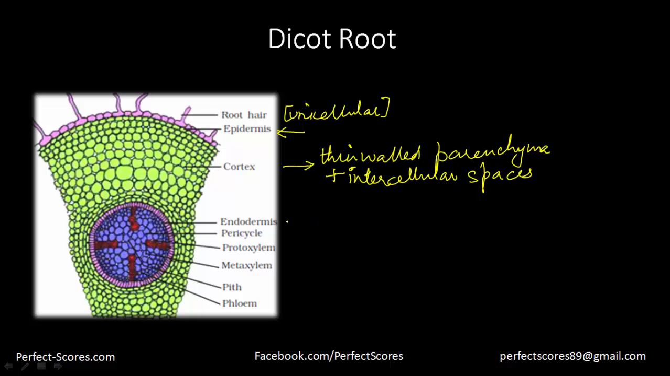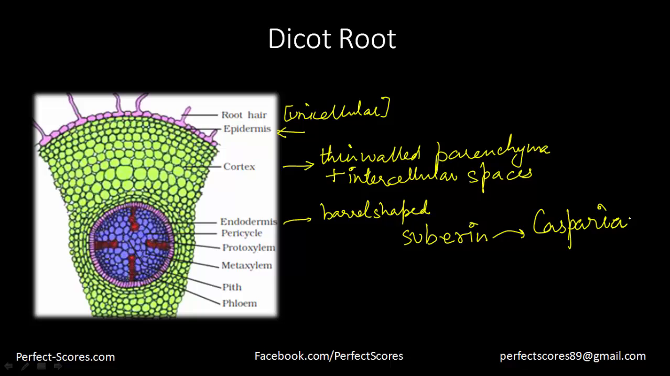The next layer that you can see is that of the endodermis, which is a single layer of barrel-shaped cells. These cells have tangential and radial cell walls, which have deposits of a material called suberin in the form of strips known as Casparian strips. It's a waxy material that does not allow water to move through it, and that is the function of the endodermis. The next layer is that of the pericycle.